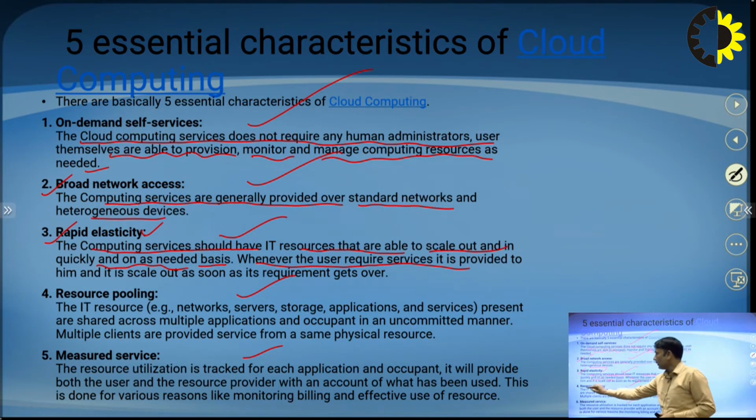The fourth very important characteristic is known as resource pooling. What do you mean by resource pooling? Have you any idea about it? Yes, like car pooling. In your office, college, or school, you go with car pooling. What does it mean? That many people are sharing the same car.